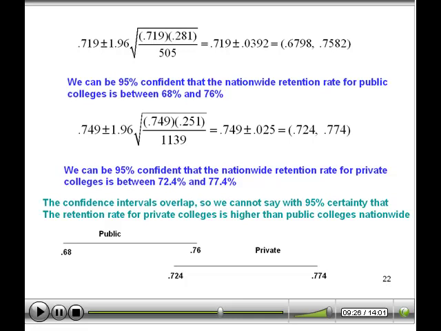The fact that there is an overlap means that it's possible that the retention rates for public and private college students are the same. Stated differently, we cannot, with 95% confidence, conclude that private college students have a higher retention rate than public college students. The only way we could do that is if the line segments or the confidence intervals did not overlap. Sure, private colleges may have a higher retention rate, but the data we collected in this study does not allow us to state this with 95% confidence.